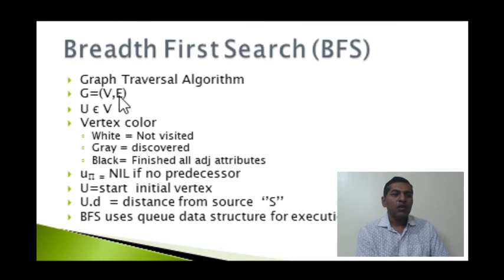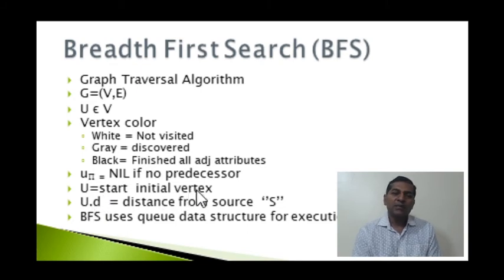So G is equal to (V, E), where all the vertices belong to the vertex set V. Again, colors are used similarly to the vertex coloring method. White is for not visited or undiscovered, gray is for discovered, and black is for finished, when all the adjacent vertices have been explored. If no predecessor exists in the initial stage, then we will make it nil.